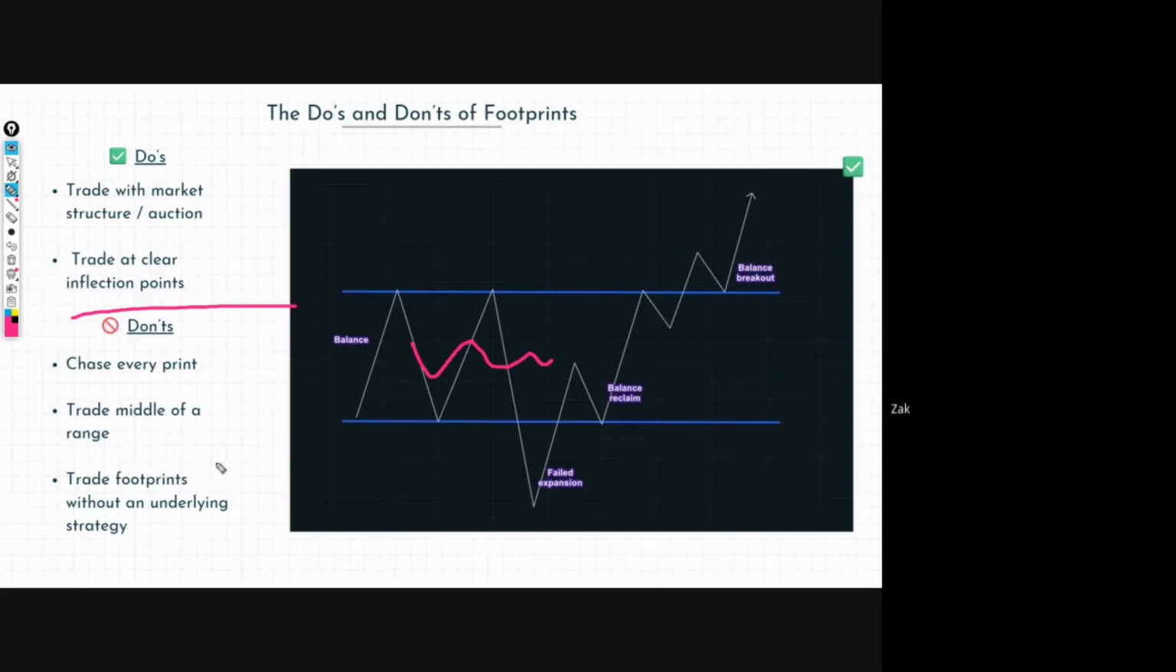And then, my personal belief again, don't trade footprints without an underlying strategy. This is like the cherry on top. It's not the sundae. Market structure and then order flow, not just order flow.